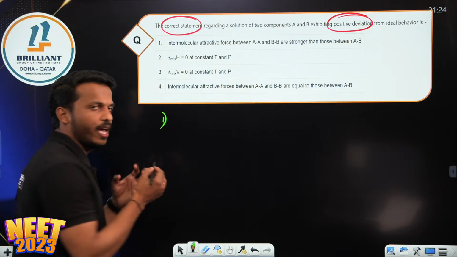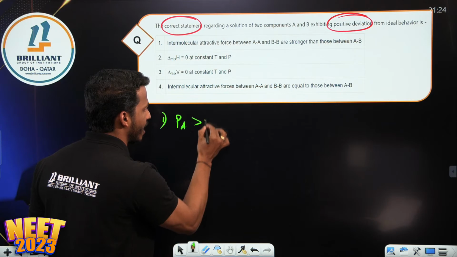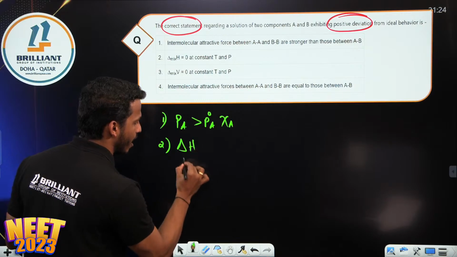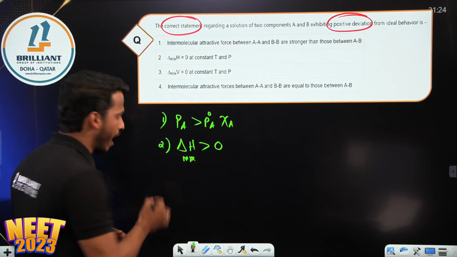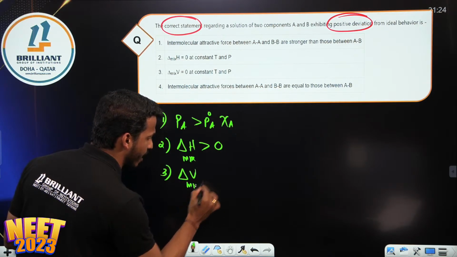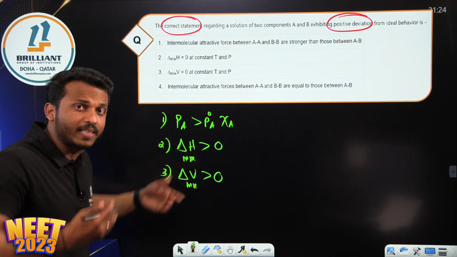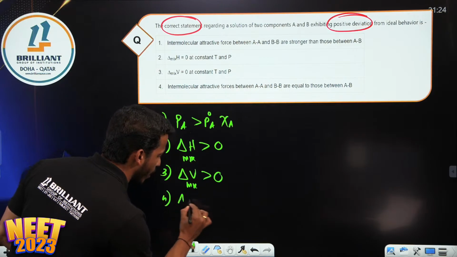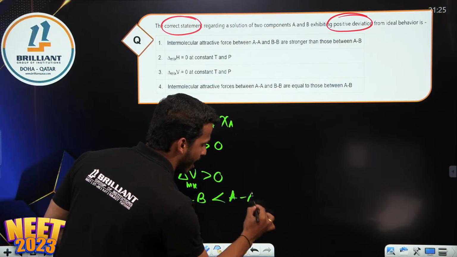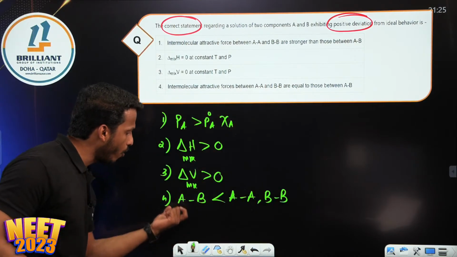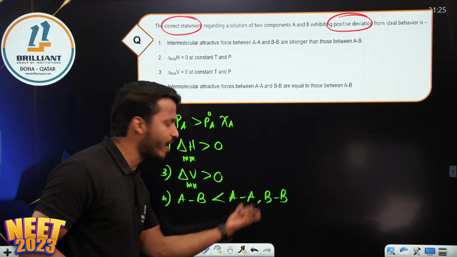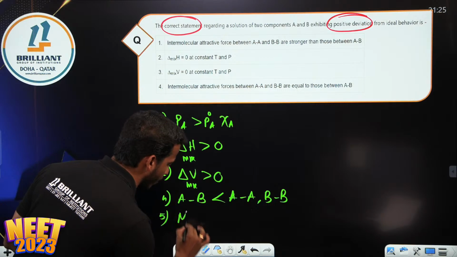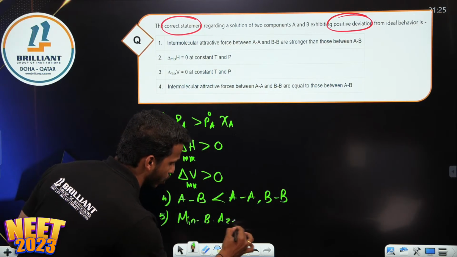They won't obey Raoult's law. Therefore, PA is greater than P naught A into chi A, similarly PB. Second, delta H mixing is greater than 0. The third, delta V mixing is greater than 0. These 3 quantities are greater than 0 for positive deviation. Only 2 things are lesser. The fourth: AB interaction is weaker than AA and BB interaction, that is, solvent-solute interaction is weaker than solvent-solvent and solute-solute. The last: they will form minimum boiling azeotrope.